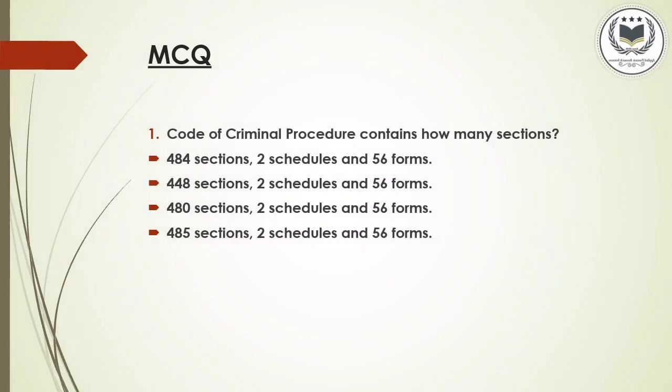Code of Criminal Procedure contains how many sections? Option A, 484 sections, 2 schedules and 56 forms. Option B, 448 sections, 2 schedules and 56 forms. Option C, 480 sections, 2 schedules and 56 forms. And option D, 485 sections, 2 schedules and 56 forms.